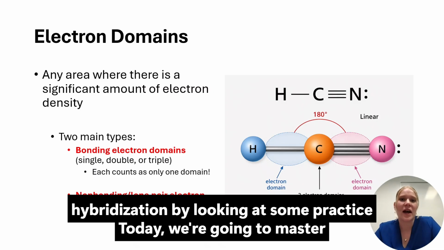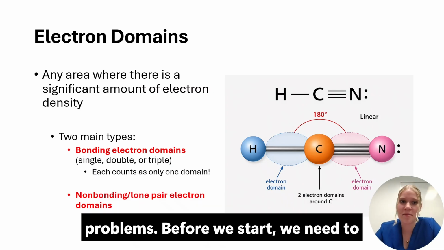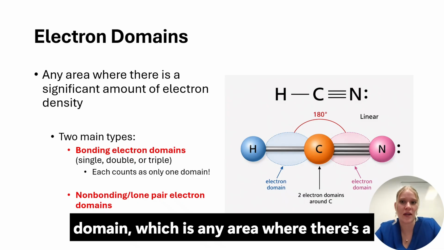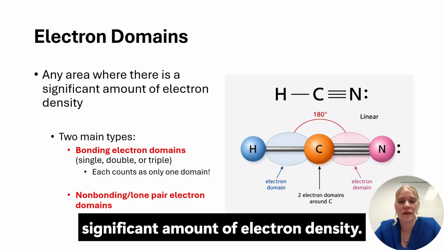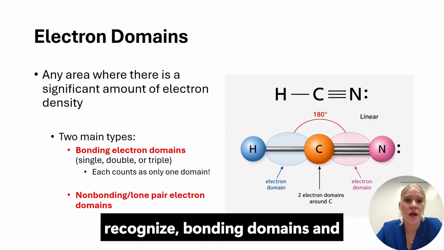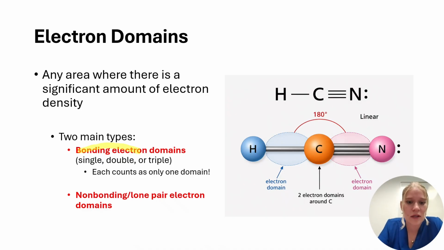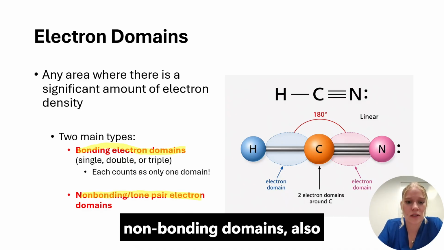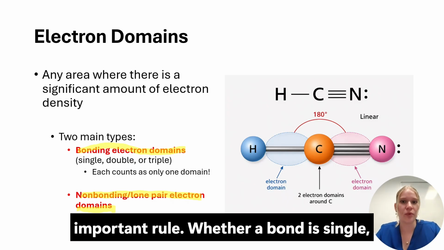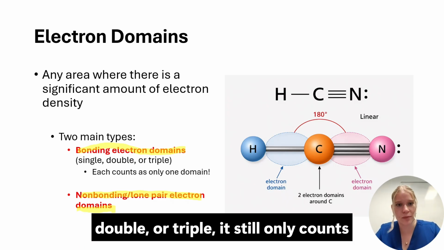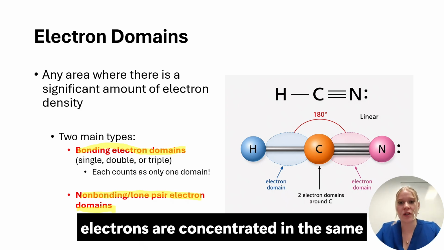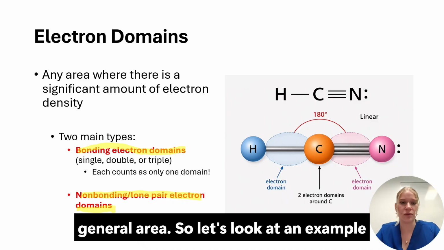Today we're going to master hybridization by looking at some practice problems. Before we start, we need to define a critical concept, the electron domain, which is any area where there's a significant amount of electron density. There's two main types you need to recognize: bonding domains and non-bonding domains, also known as lone pairs. Remember a very important rule: whether a bond is single, double, or triple, it still only counts as one domain because all the shared electrons are concentrated in the same general area.